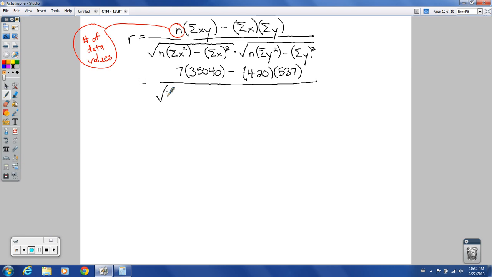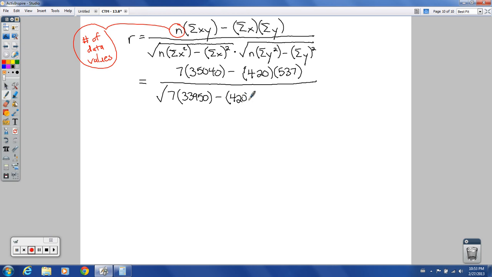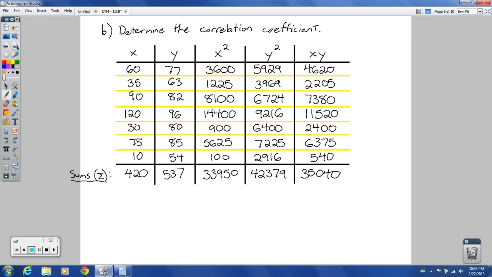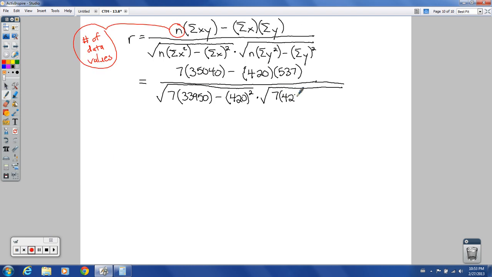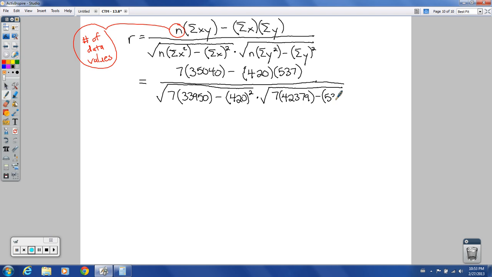And now for the bottom of the fraction, we got the square root of n again. That's the number of values, so that is 7 times the sum of the x squared values. Here's your x squared column, 33,950. We have that minus the sum of the x values, so there's 420 showing up again. We have 420 and we're squaring that. So this is the square root of all that times the square root of n again, that's 7. Sum of the y squared values is 42,379. So here's 42,379 minus the sum of the y values squared. The y values, that was 537, so we're going to be squaring 537.